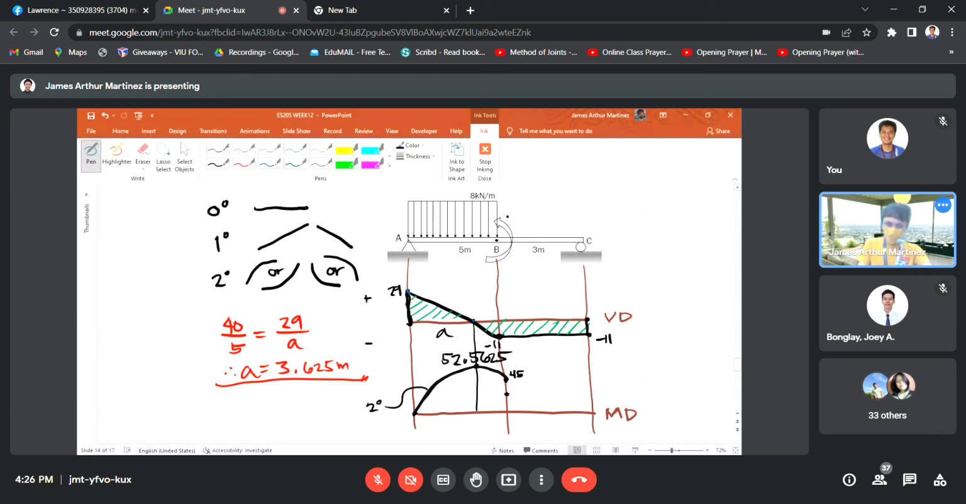Take note that we have an applied moment at point B, so that actually affects the moment diagram. For applied moments, our convention is that clockwise rotation is positive and counterclockwise rotation is negative. This is counterclockwise, so the sign is negative for 12 kilonewton-meters, meaning 45 minus 12, that is 33 kilonewton-meters. So it connects to our graph.